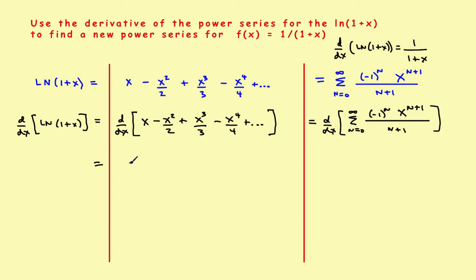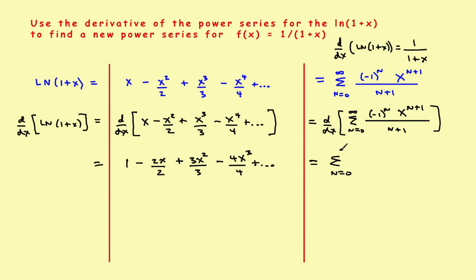So the derivative of x is 1. Then, using the power rule, the derivative of x squared would be 2x, but it's divided by 2. Then you've got plus the derivative of x cubed, which would be 3x squared, using just the power rule, divided by 3. Then minus the derivative of x to the 4th would be 4x cubed, divided by 4, and it goes on forever.